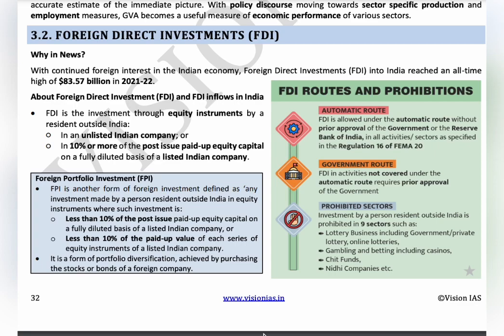The next topic is foreign direct investments. It is an investment made by foreign individuals or companies in India. So the FDI has increased to $83.57 billion in 2021-22.